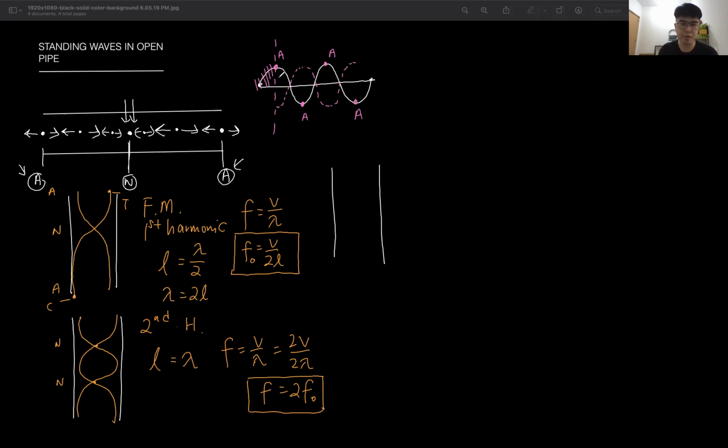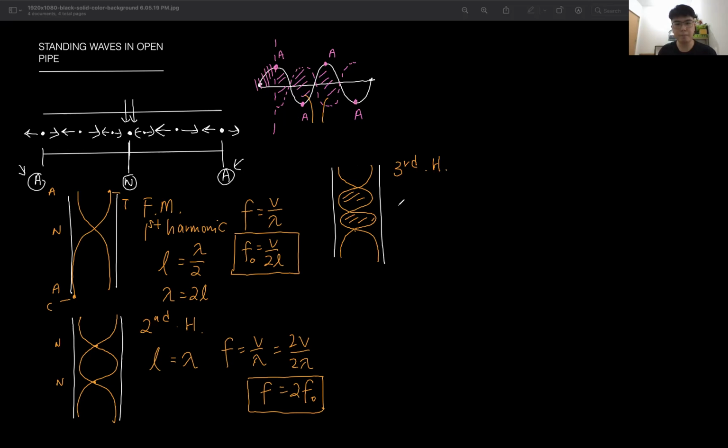Extend this one. So 3 loops, 1, 2, 3, and half a loop. 3 loops means I have 3 nodes at the center, 1, 2, 3. So something like this. Okay, sorry, not 3 loops. 2 loops at the center, and then half a loop at both ends, right? So 2 loops at the center, half loop at both ends.